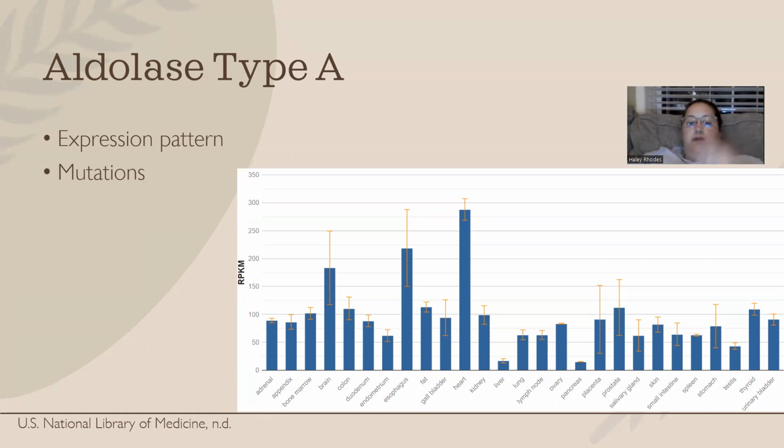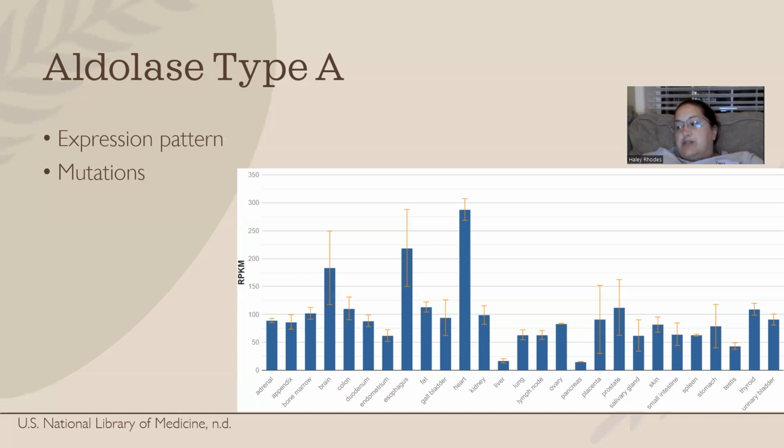You'll also see within this graph, and whenever we go to the next 2 slides, that almost every tissue that is listed here has type A aldolase within it. So that's pretty important, that we can almost find type A anywhere in the body. But again, it's mostly expressed in the heart, esophagus, and brain.